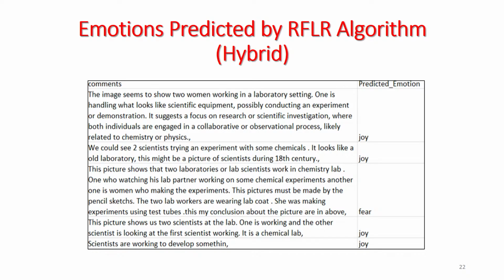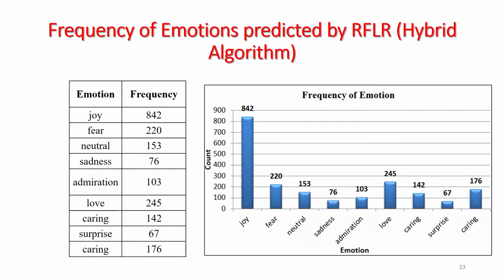So the next concept is the results of the hybrid algorithm, the RF-LR algorithm. Here also we can have some results. The words joy, fear, love, angry, sadness, whatever emotions are actually given as comments by the students, are all taken into account, and then the words are identified. Next. So this is the hybrid algorithm's results.